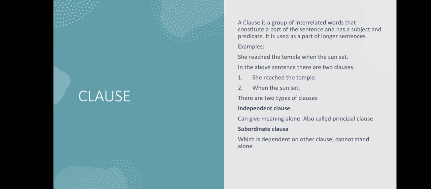The other one is the clause. A clause is a group of interrelated words, and it is a part of the sentence. It has a subject and a predicate, and it is longer than a phrase. Clauses can give the complete meaning or cannot. Those which give the complete meaning are called the independent clause or principal clause, and those which cannot give the complete meaning are called subordinate clauses. Here we take an example. She went to the temple when the sun set. She went to the temple.